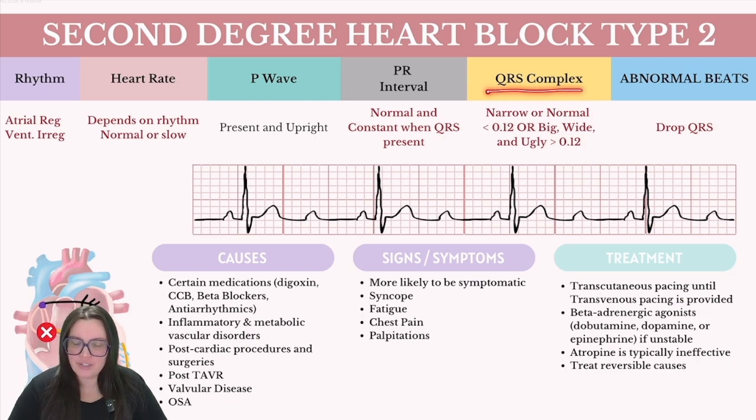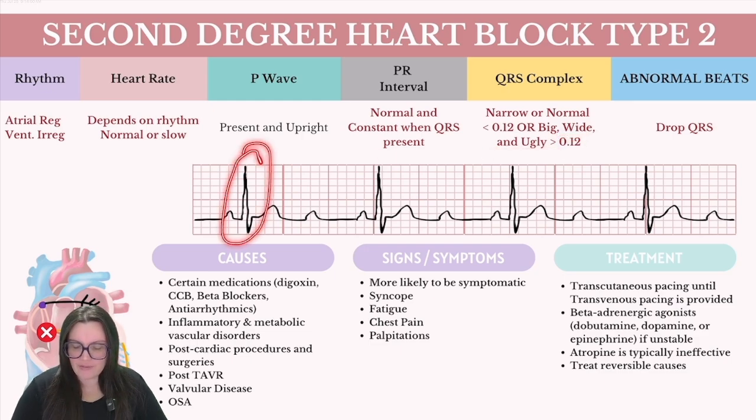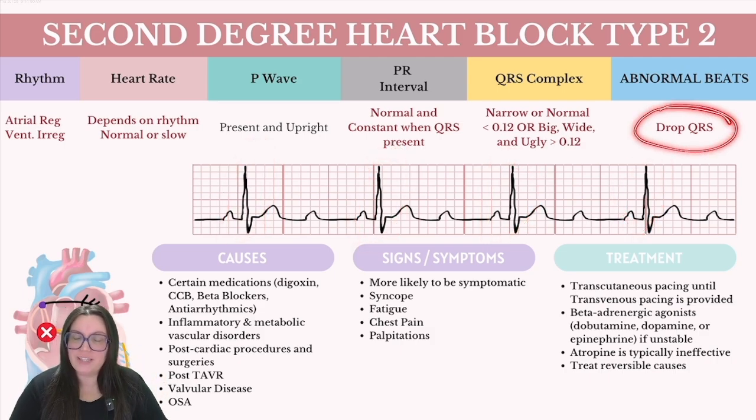there. And what's interesting about the QRS complex is depending on where the block is taking place, we could see one of two things. We could see narrow and normal QRS complexes, or we can see big, wide, and ugly QRS complexes. In this case, we have nice, narrow, and normal complexes, so most likely it's taking place somewhere up there in that atrioventricular node. And then lastly, when it comes to abnormal beats, of course, we're going to see those dropped QRS complexes.